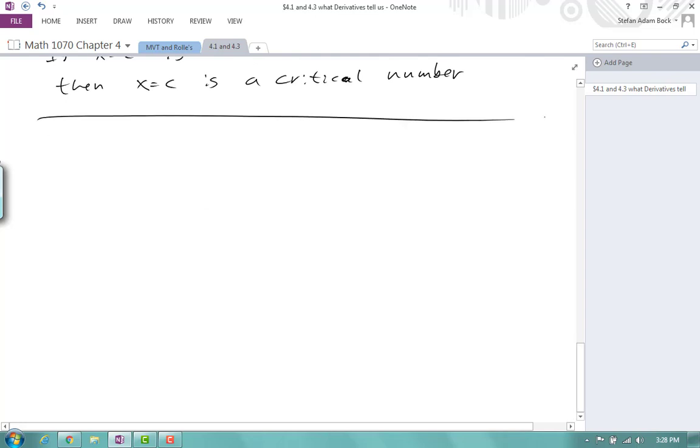So let's try playing with these a little bit with an actual graph. f of x equal to x cubed minus x squared minus x looks something like this.